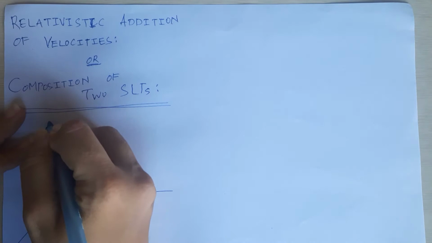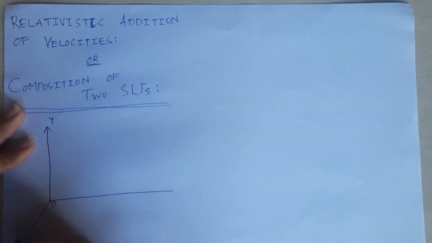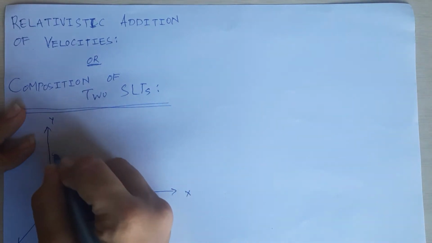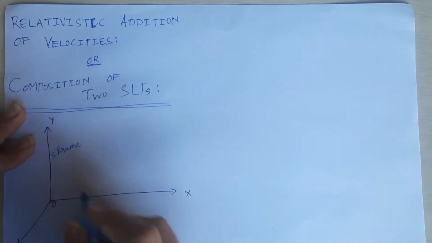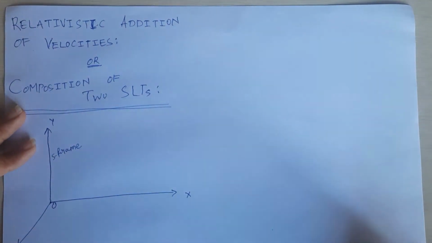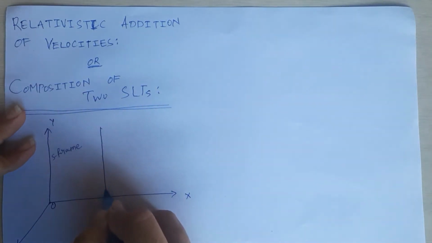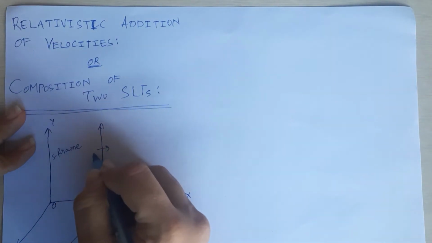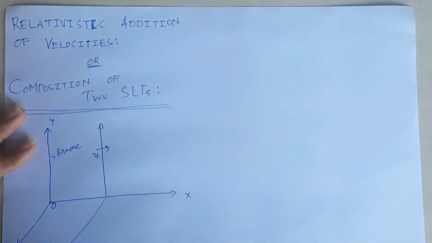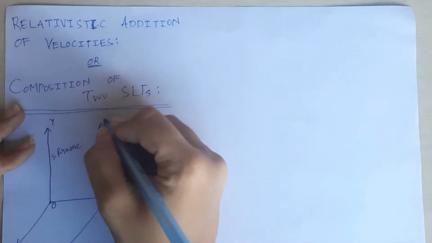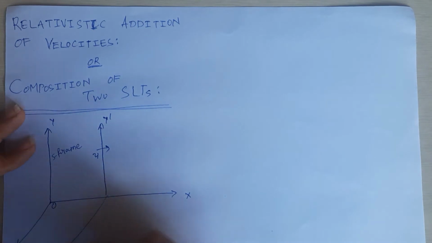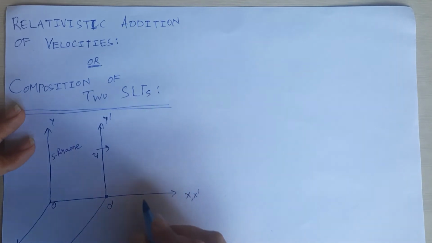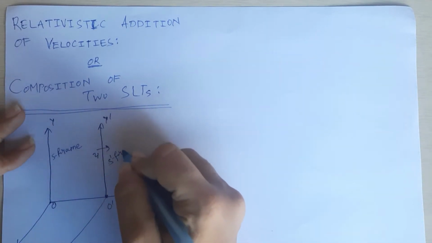So this is our S frame, this is the y-axis, origin, z-axis, and this is our x-axis. And we have considered that S dash is moving with speed u. That is, here we have the frame S dash, which is moving with constant speed u along the positive x direction relative to frame S. So here this is our y dash axis, z dash axis, this is our origin, this is x dash, and this is the S dash frame.